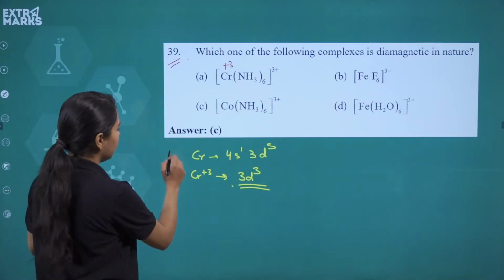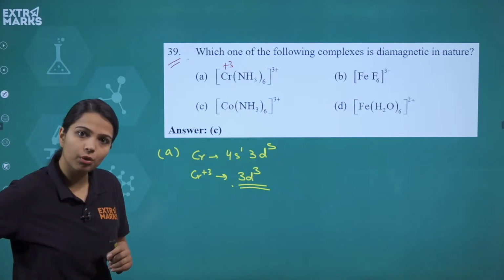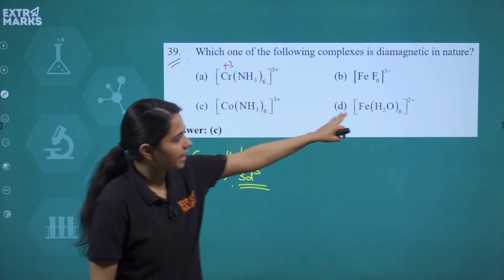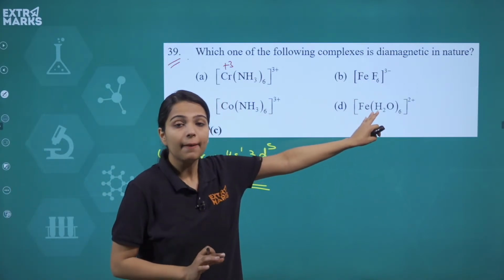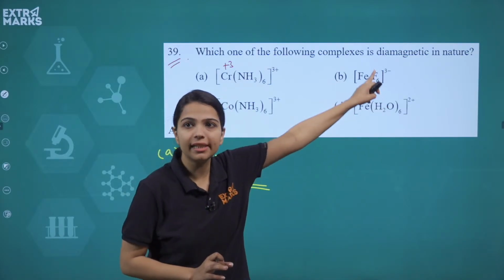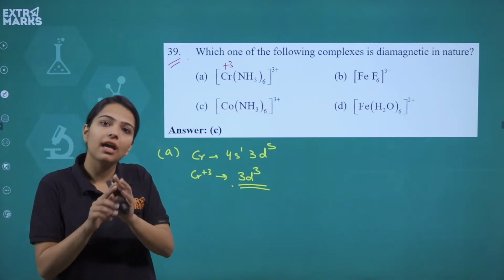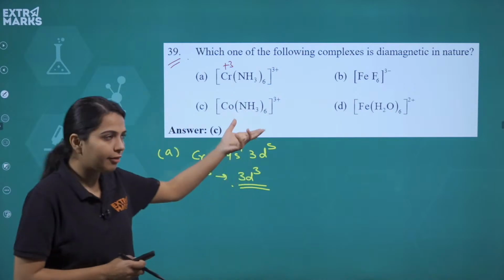Okay, now this is A. Talking about the second option, iron in +3 oxidation state, again this will have some unpaired electrons. Iron in +2 will also have some unpaired electrons because we are having weak ligands in both these cases. Weak ligands cannot cause pairing of electrons, therefore unpaired electrons are left as such. So these two are also paramagnetic. Now we are left with the C option.